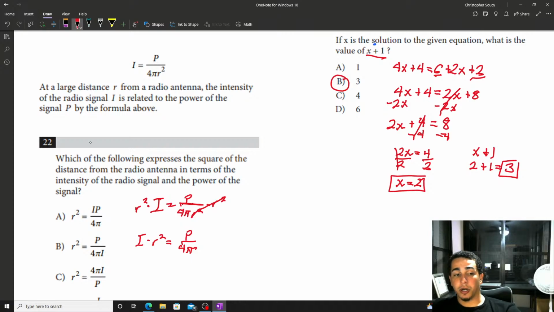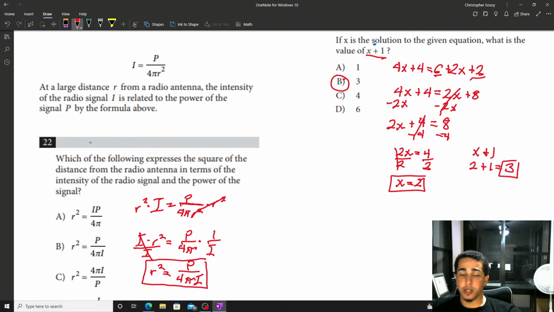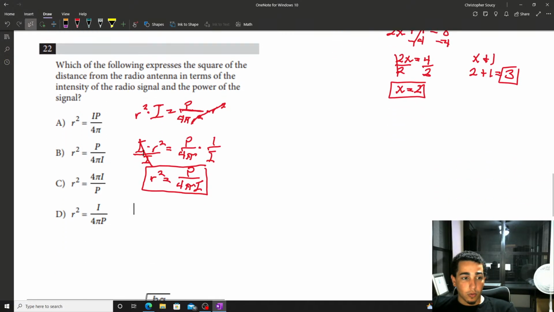The next step to get r squared by itself is going to be to divide by I. When we divide by I, that's the same as multiplying by 1 over I. And what's going to happen is that I is going to multiply with the bottom of our fraction. So we're going to have r squared equals P times 1, which is P, and then 4 pi times I is 4 pi I. We get that R squared equals P over 4 times pi times I, which is answer choice B.